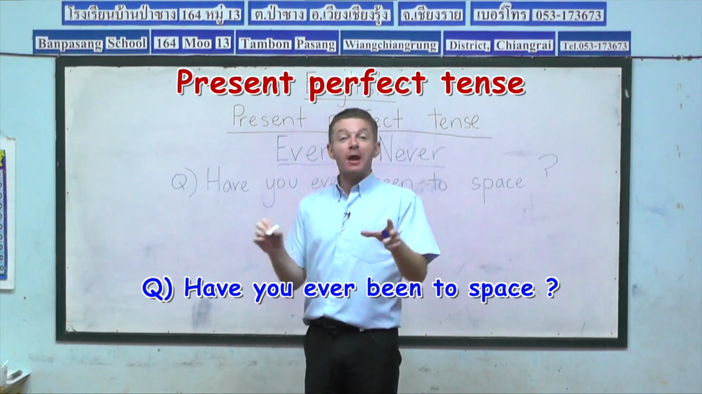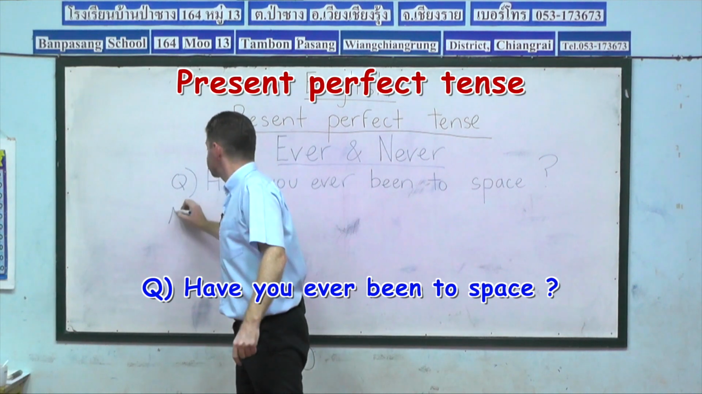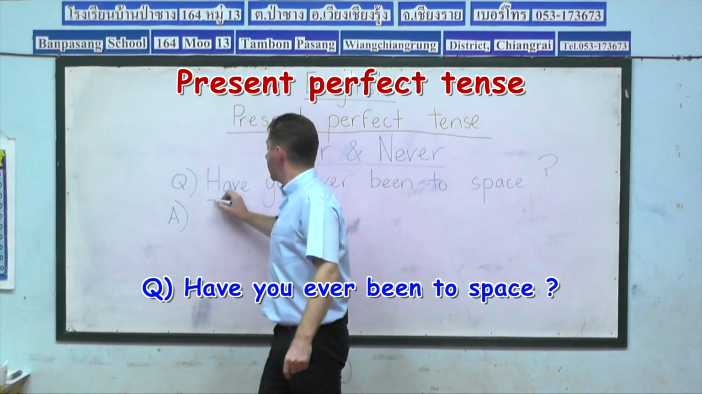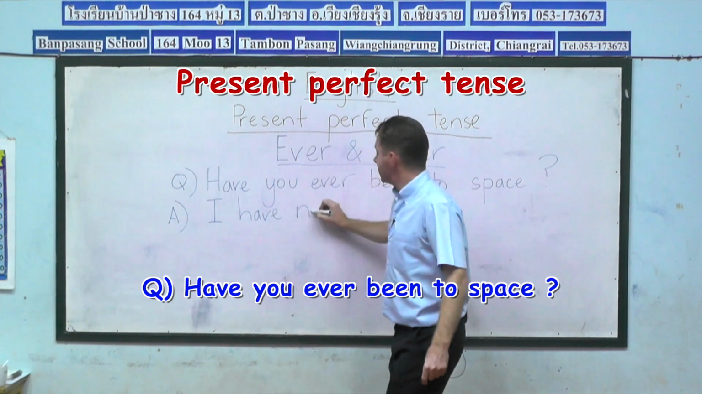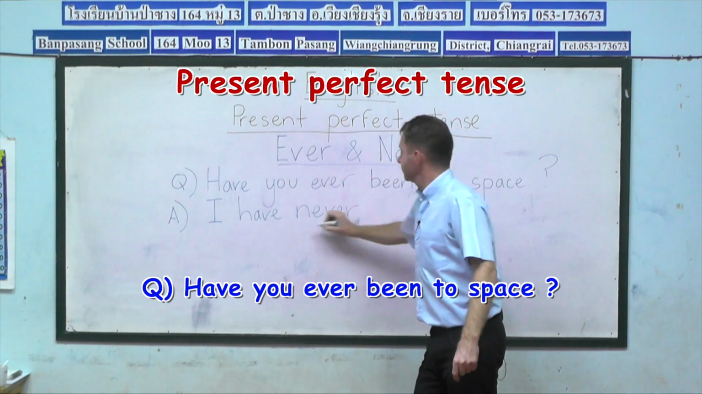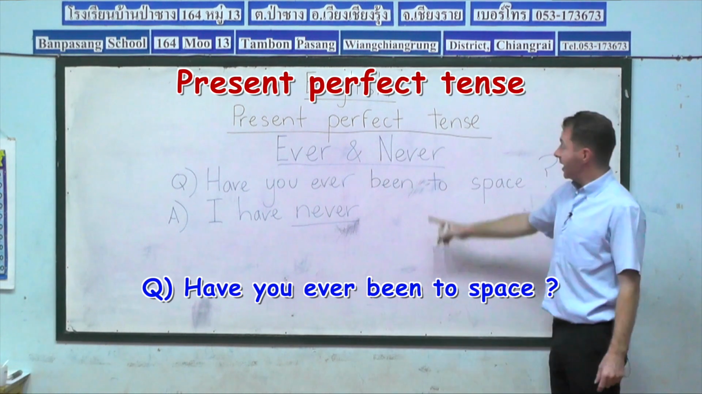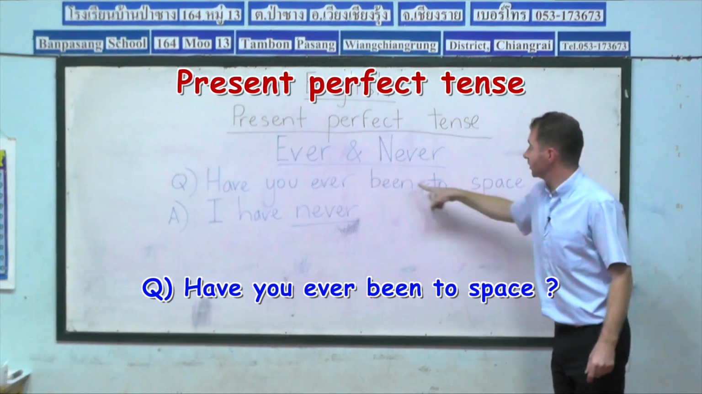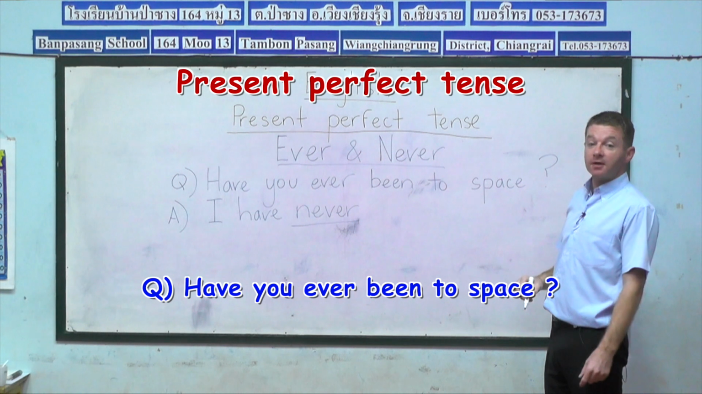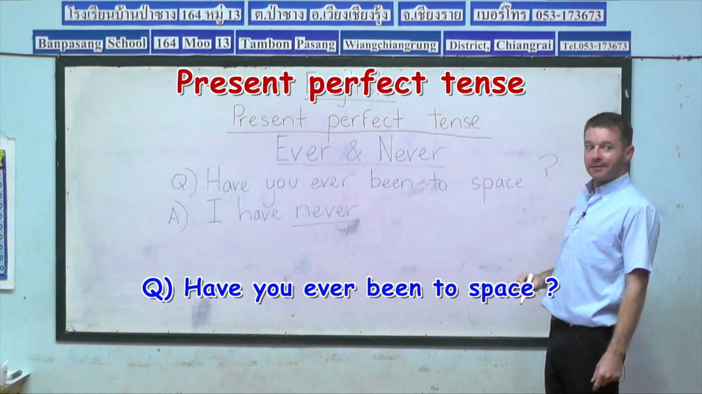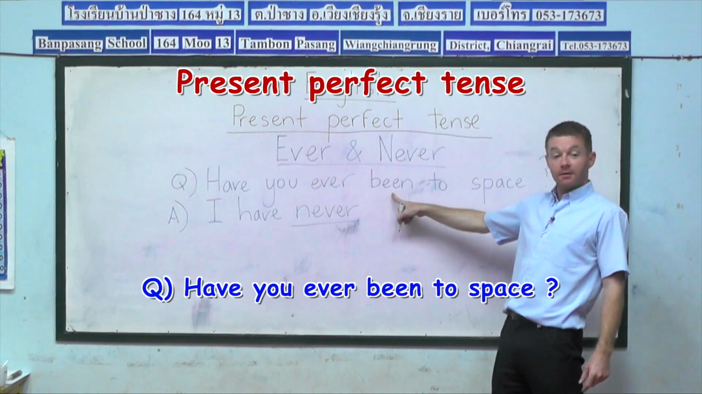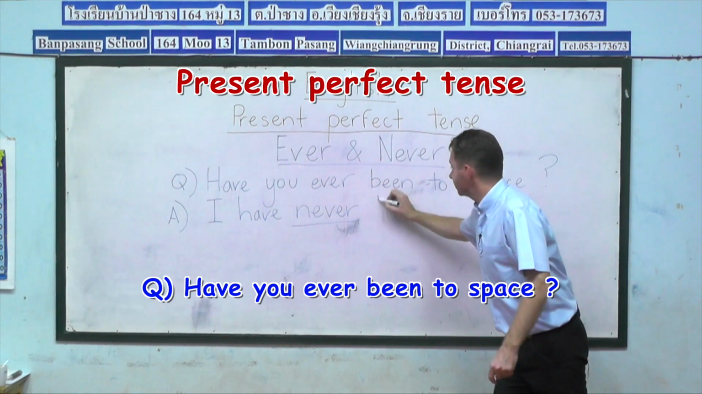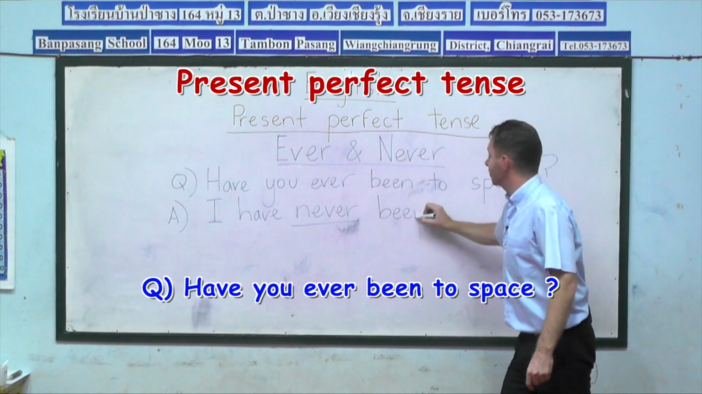Never. So the way that we respond is like this. I have never. You see? I have never. And then we finish the statement with the question. I have never. Who can finish that for me? Not question mark yet. Now the answer. I have never been to space. Perfect. You see how we end the statement with the question.